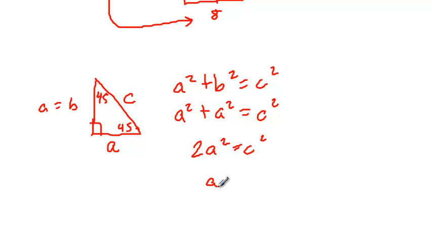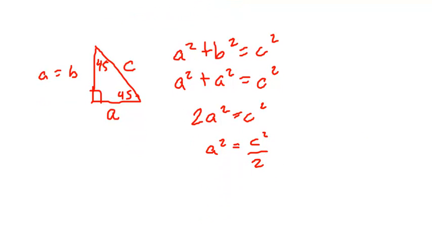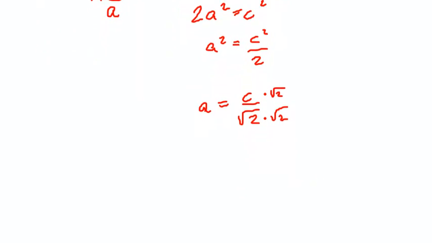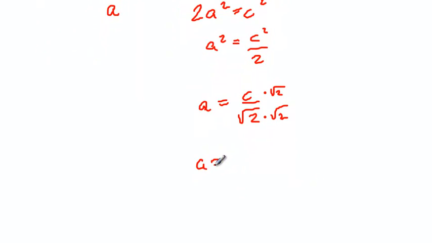So to solve for A squared, we divide both sides by 2, and A squared equals C squared over 2. What would A equal? We'll take the square root of both sides, and A would equal C over the square root of 2. But we usually rationalize the denominator there. Multiply both numerator and denominator by radical 2. And what do we get? Finally, we get radical 2 C over 2.